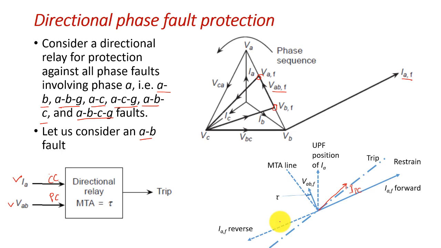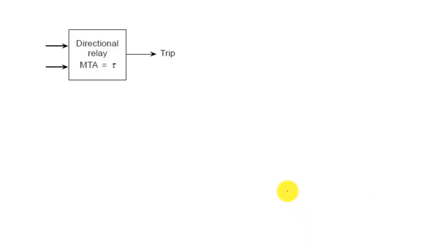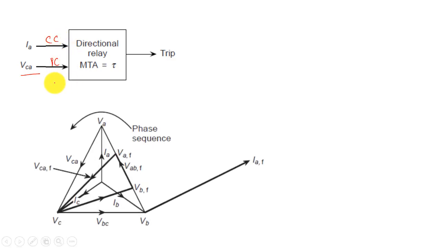Now let us consider this is your MTA, tau. We can see here tau is your MTA, so this angle is your maximum torque angle. Now if we see another condition, another measuring signal, let us say we consider VCA and feed it to the pressure coil and IA to the current coil. Under that condition, what will happen?